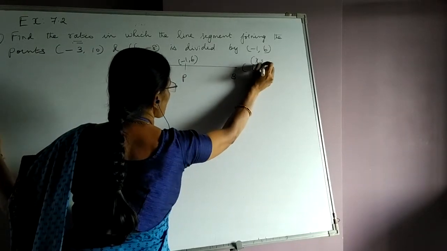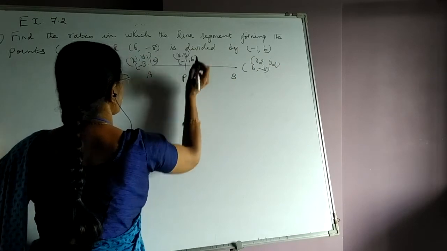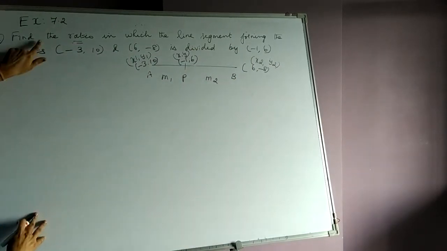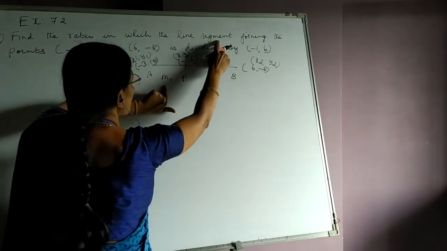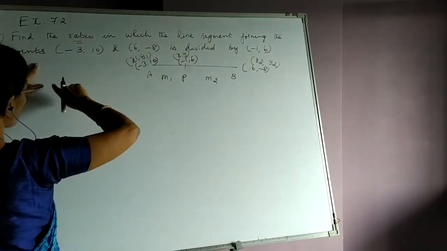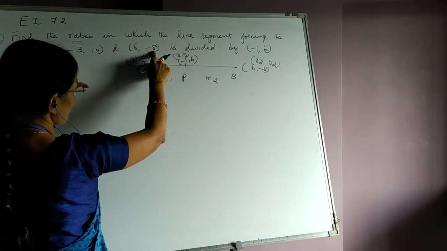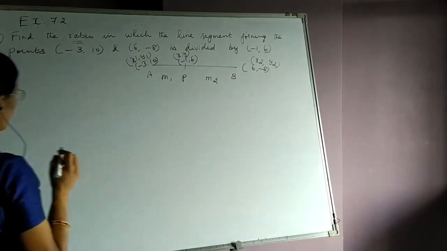And this is x2, y2, and the coordinates of P, usually we take xy. And what is the ratio? The ratio is m1, m2. The question is to find the ratio, so m1, m2 is asked. The line segment joining the points. So the line segment joins these two. One is A, the other one is B. This is divided by, so P divides.